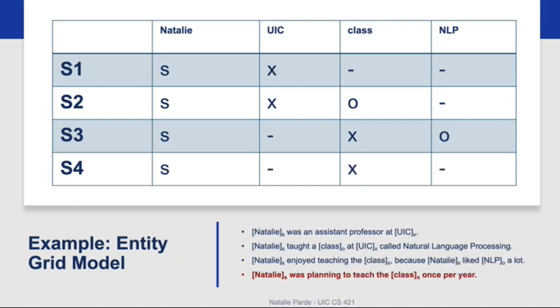And finally, for the last row, we check the 4th sentence and we see that Natalie is present as a subject and class is present as neither a subject nor an object, but neither UIC nor NLP are present, so we fill the cells in the grid accordingly. So at this point, we've filled out our entity grid.